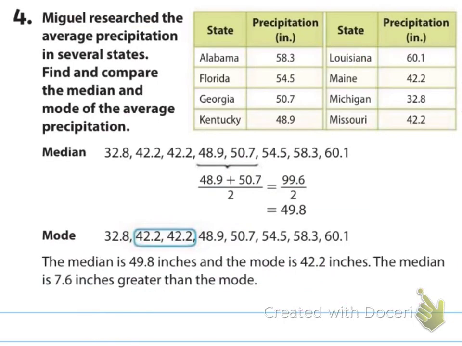So example number 4 says Miguel researched the average precipitation in several states. Find and compare the median and mode of the average precipitation. You know, I knew I was going to mess that word up.